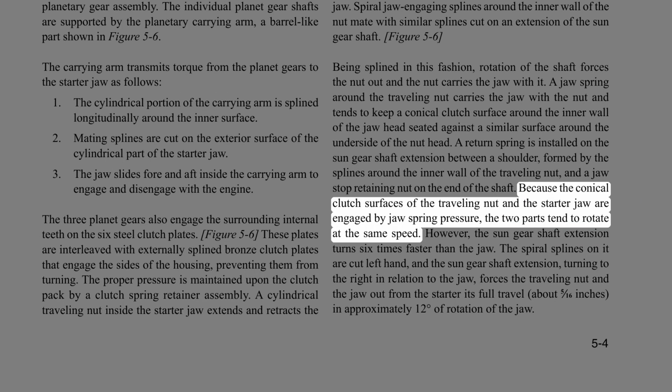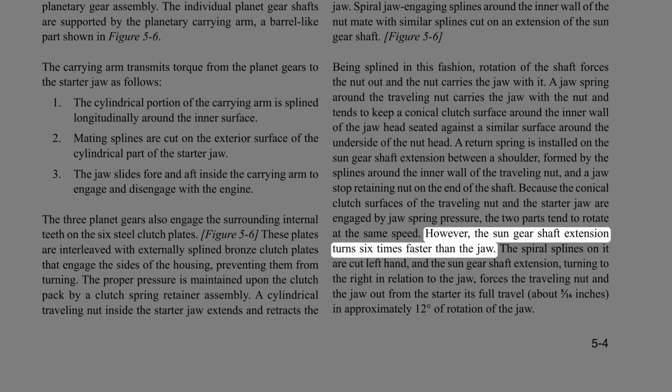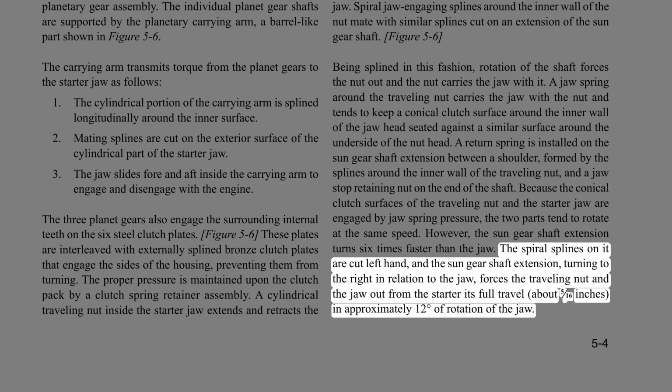Because the conical clutch surfaces of the traveling nut and the starter jaw are engaged by jaw spring pressure, the 2 parts tend to rotate at the same speed. However, the sun gear shaft extension turns 6 times faster than the jaw. The spiral splines on it are cut left hand, and the sun gear shaft extension, turning to the right in relation to the jaw, forces the traveling nut and the jaw out from the starter its full travel, about 5/16 of an inch, in approximately 12 degrees of rotation of the jaw.